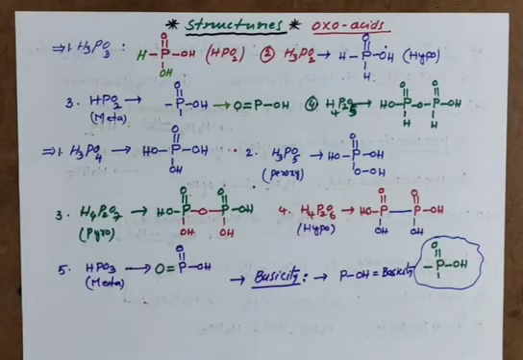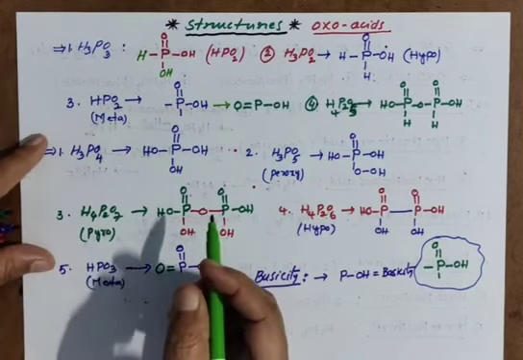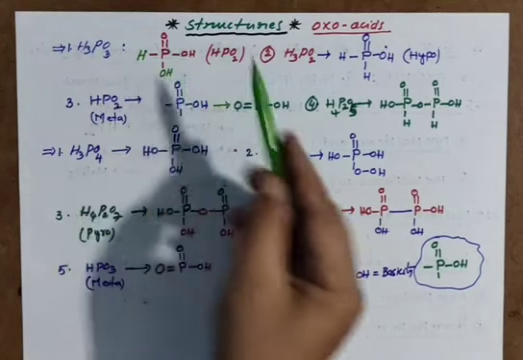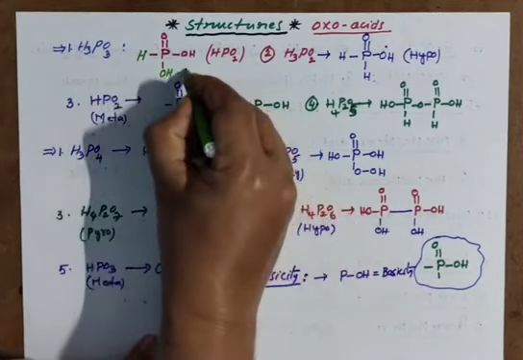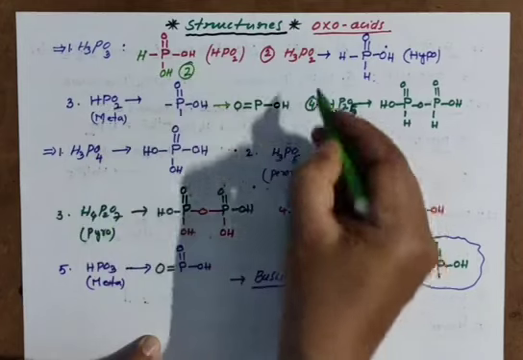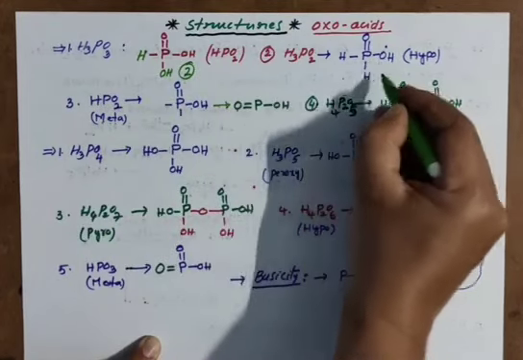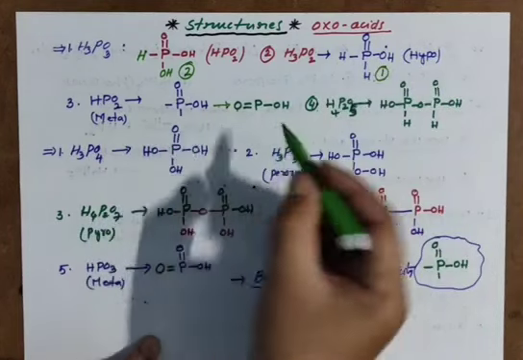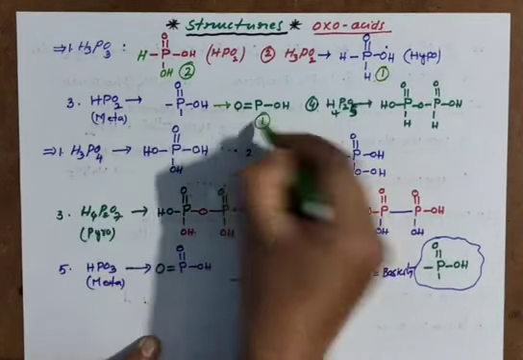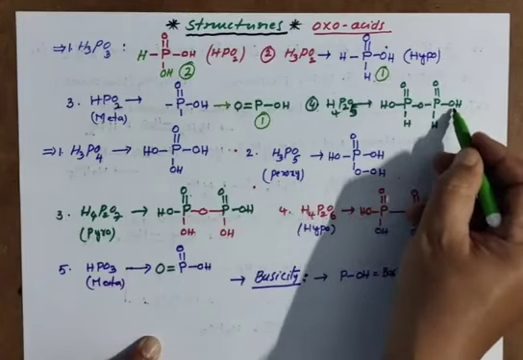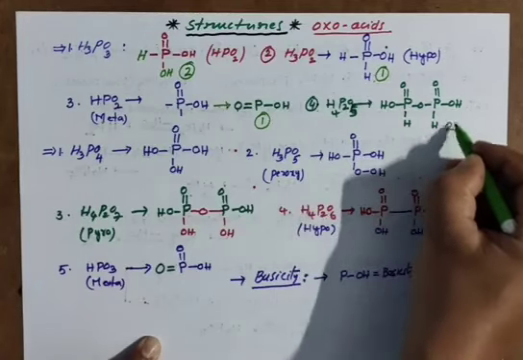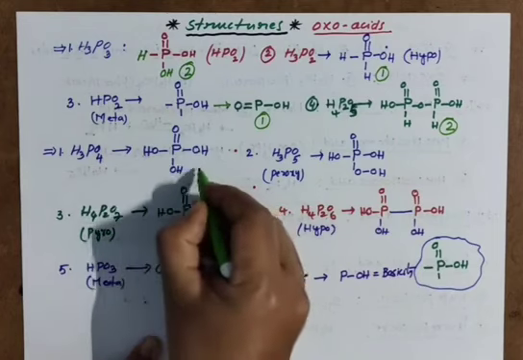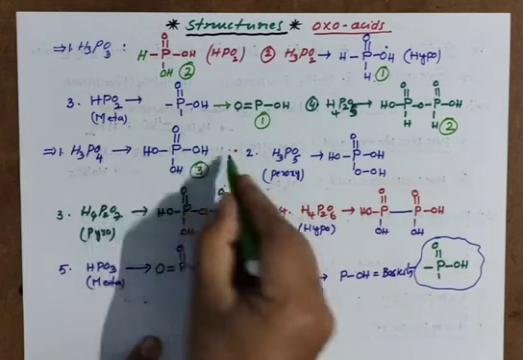That is the basicity. Look here, basicity of H3PO3. How many POH bonds are there? 2. So basicity is 2. Next, here how many? 1 only. So basicity 1. See here how many are there? 1. And here how many? 1, 2. So basicity 2. And here how many? 1, 2, 3. 3 OH, that is POH bonds.